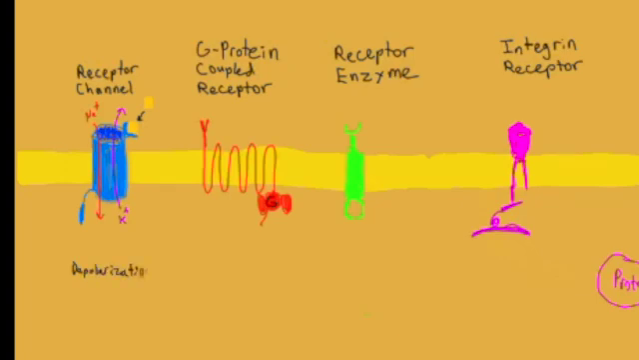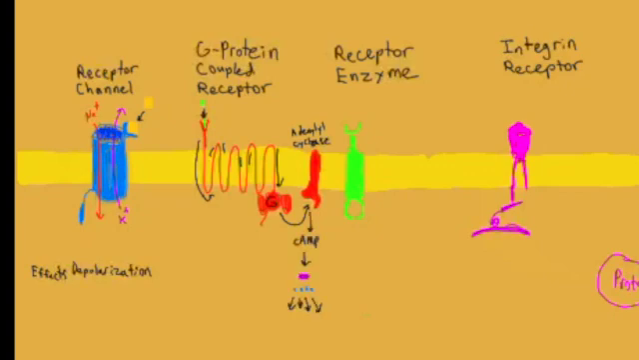A G protein coupled receptor spans the cell membrane. They are composed of ligand binding sites and a cytoplasmic tail that binds to a G protein. The G protein is made of 3 parts, and when it is activated by the receptor, it begins a cascade effect.